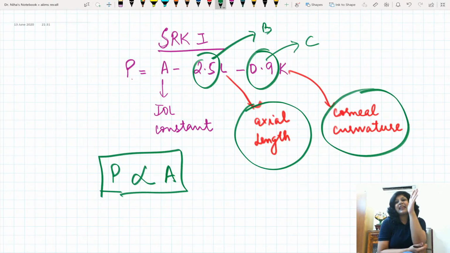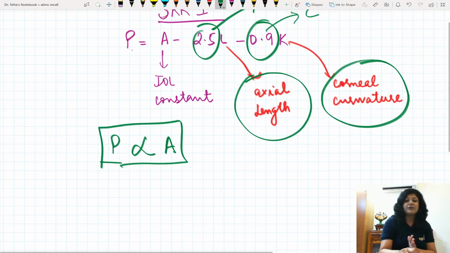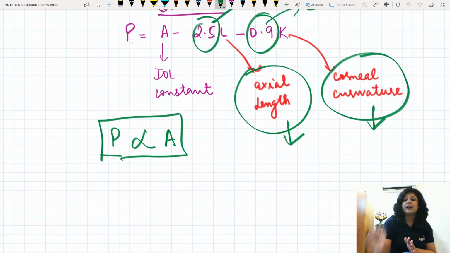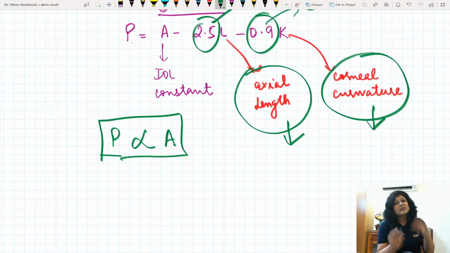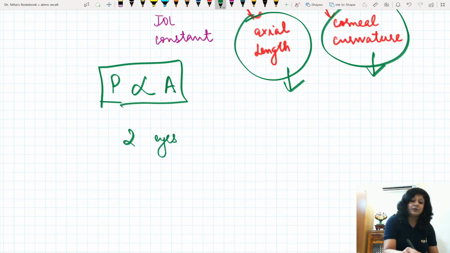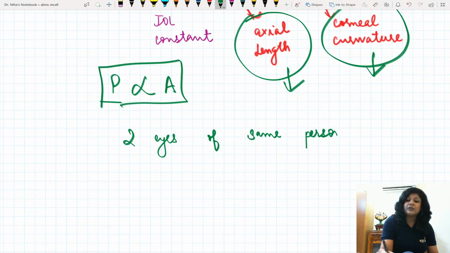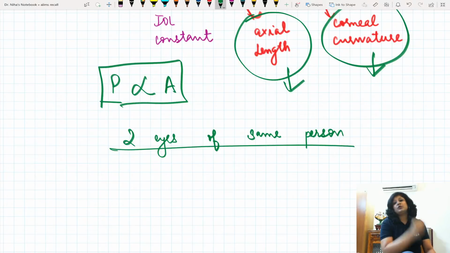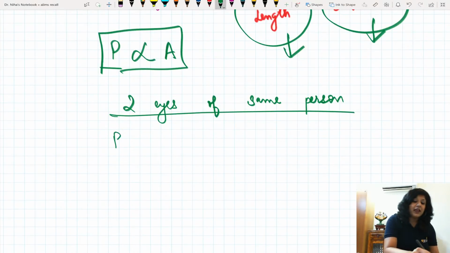Because if I take this axial length and corneal curvature same, means suppose I am talking about the same person's 2 eyes, if they are having same axial length, same corneal curvature, then this means that both the eyes will require same power. But actually it is not, because if we have 2 eyes of the same person, then also power will be different.